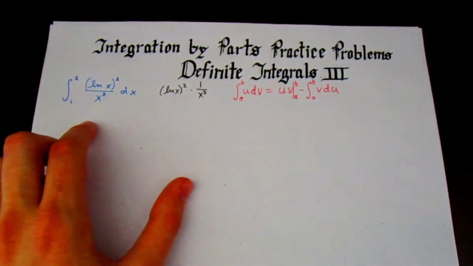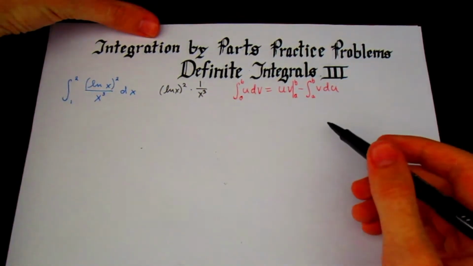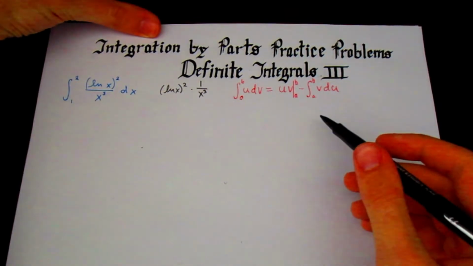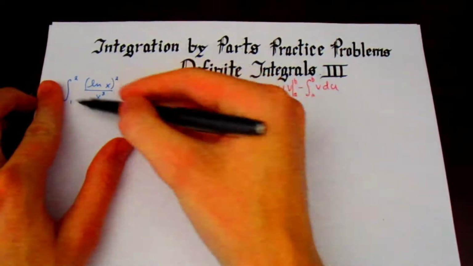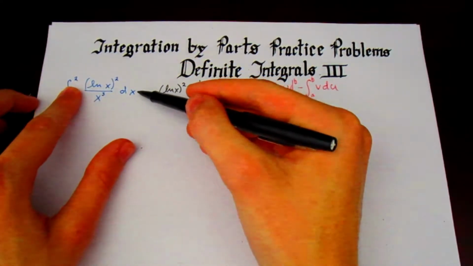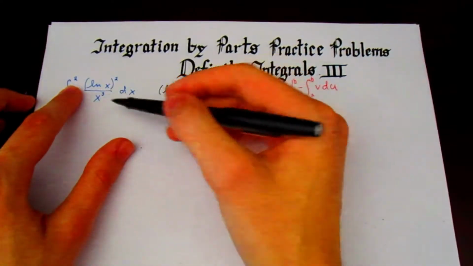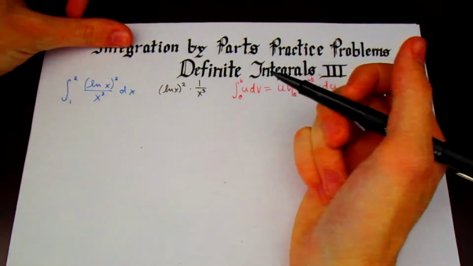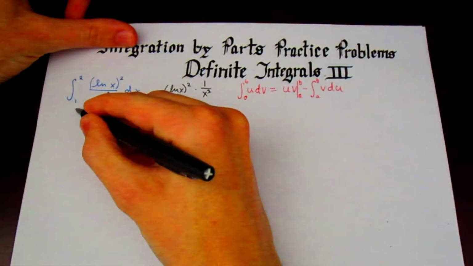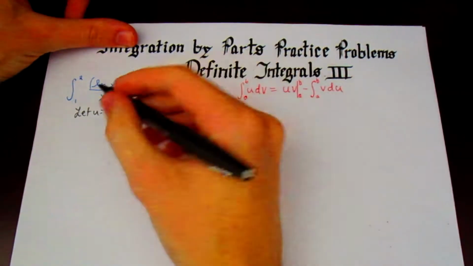Not really that much difference. Set u to be something that we can differentiate easily, and dv to be something that we can integrate easily. Why? Because this integrand right here is u dv. So we need to choose a part of this to be u, and whatever's left over is going to be dv. So I'm going to let u equal something that we can differentiate easily.